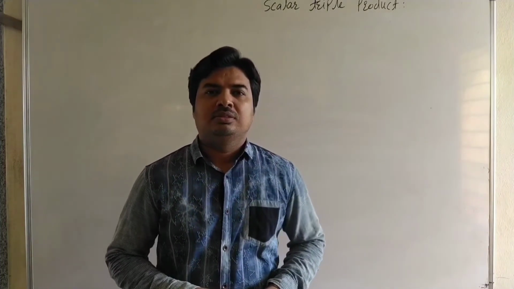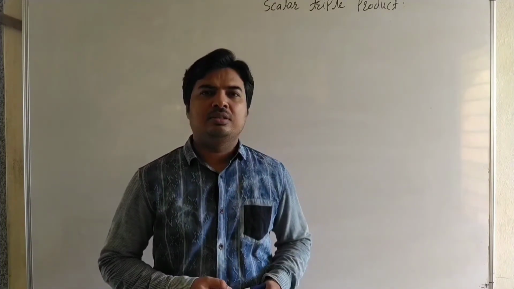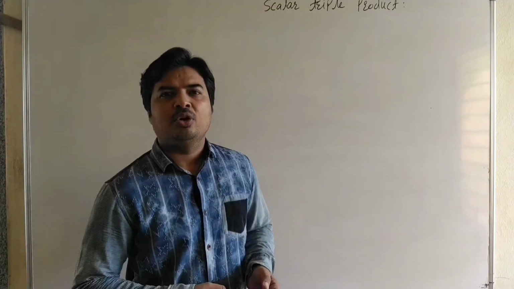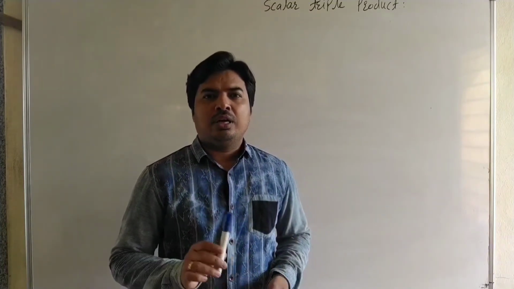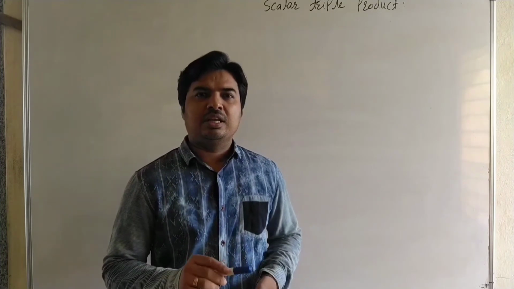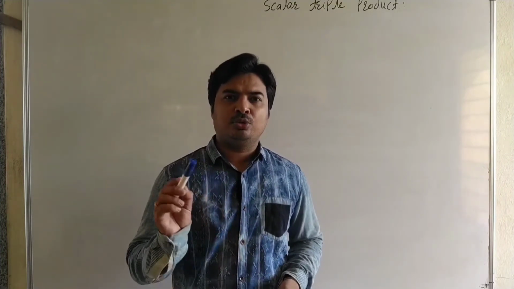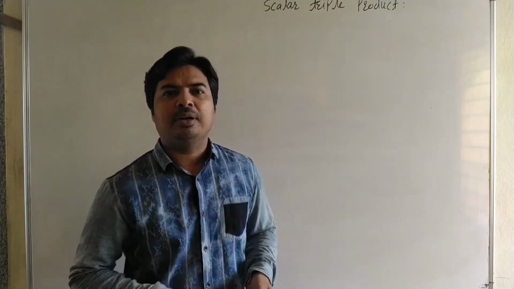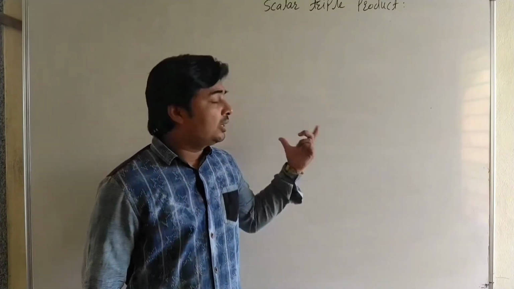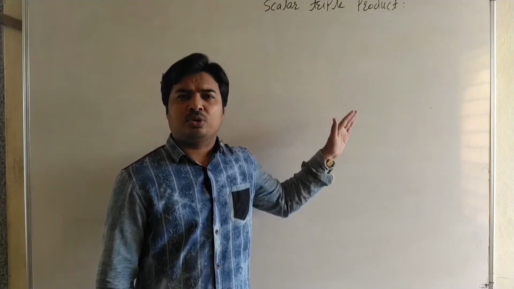Hello students, today we discuss the triple product of vectors. We have already discussed the scalar product and vector product of two vectors. The scalar product of two vectors is the dot product, a bar dot b bar. Simply we take the vectors a bar and b bar. And the vector product is the cross product.